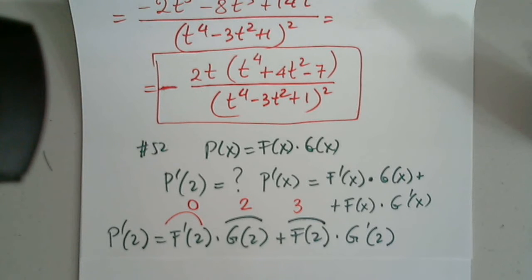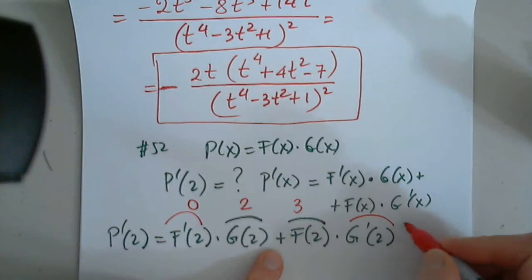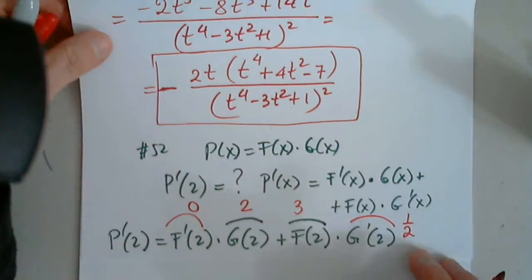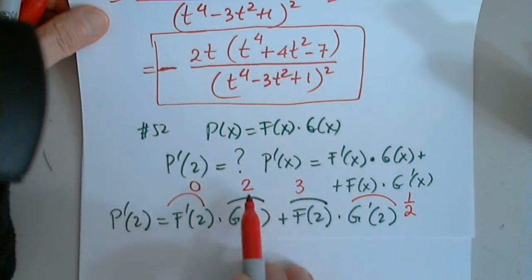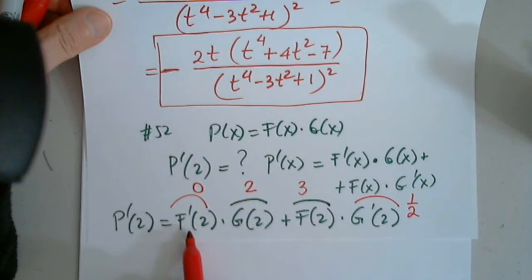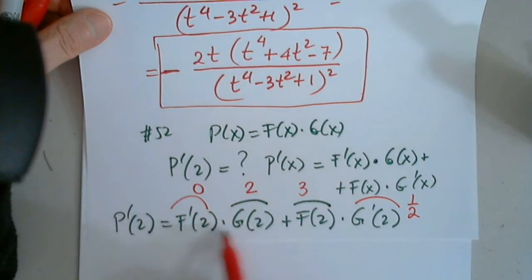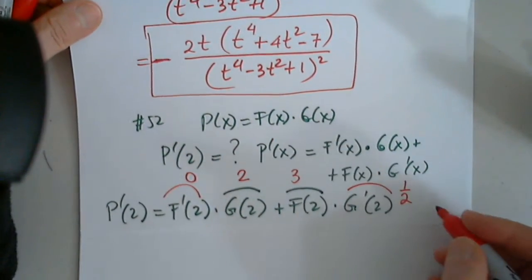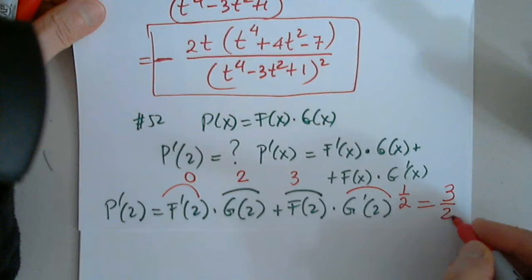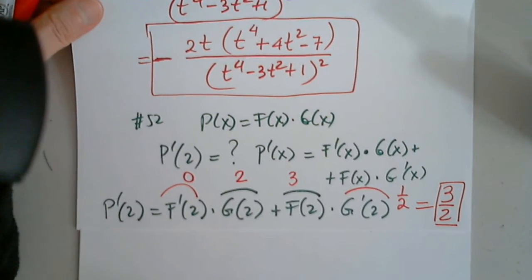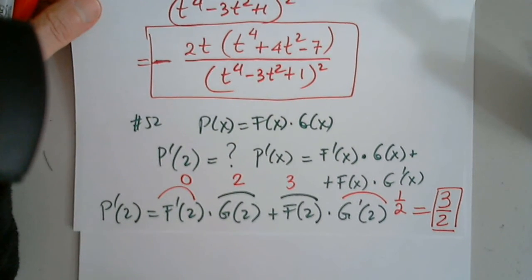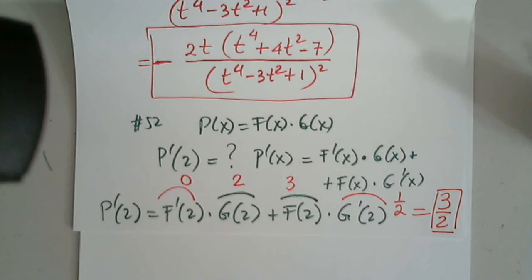Okay, back. So this is 1/2. So g of 2 was 2, f of 2 was 3, f prime of 2 was 0, g prime of 2 is 1/2. This is 0. 3 times 1/2. The answer is 3 over 2. Any questions on this? Any questions?